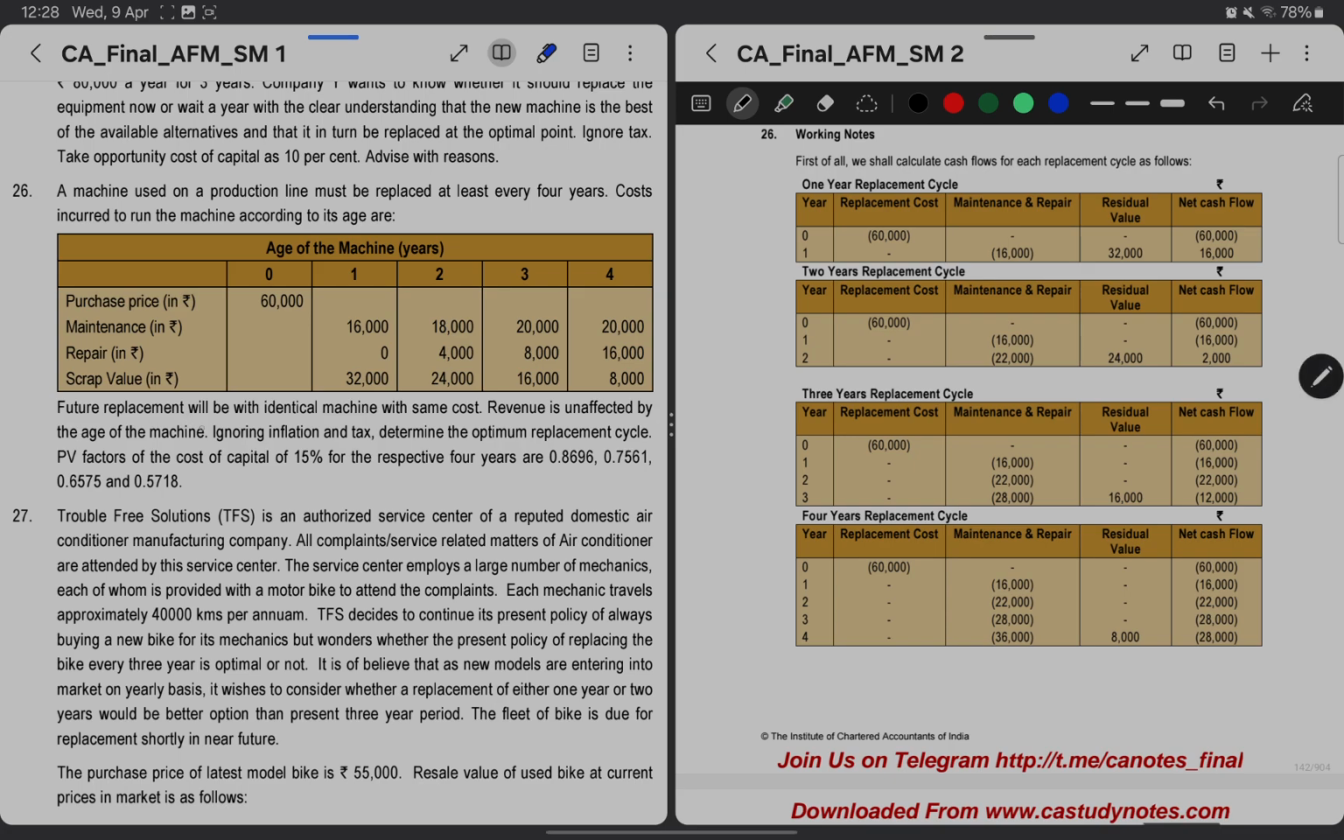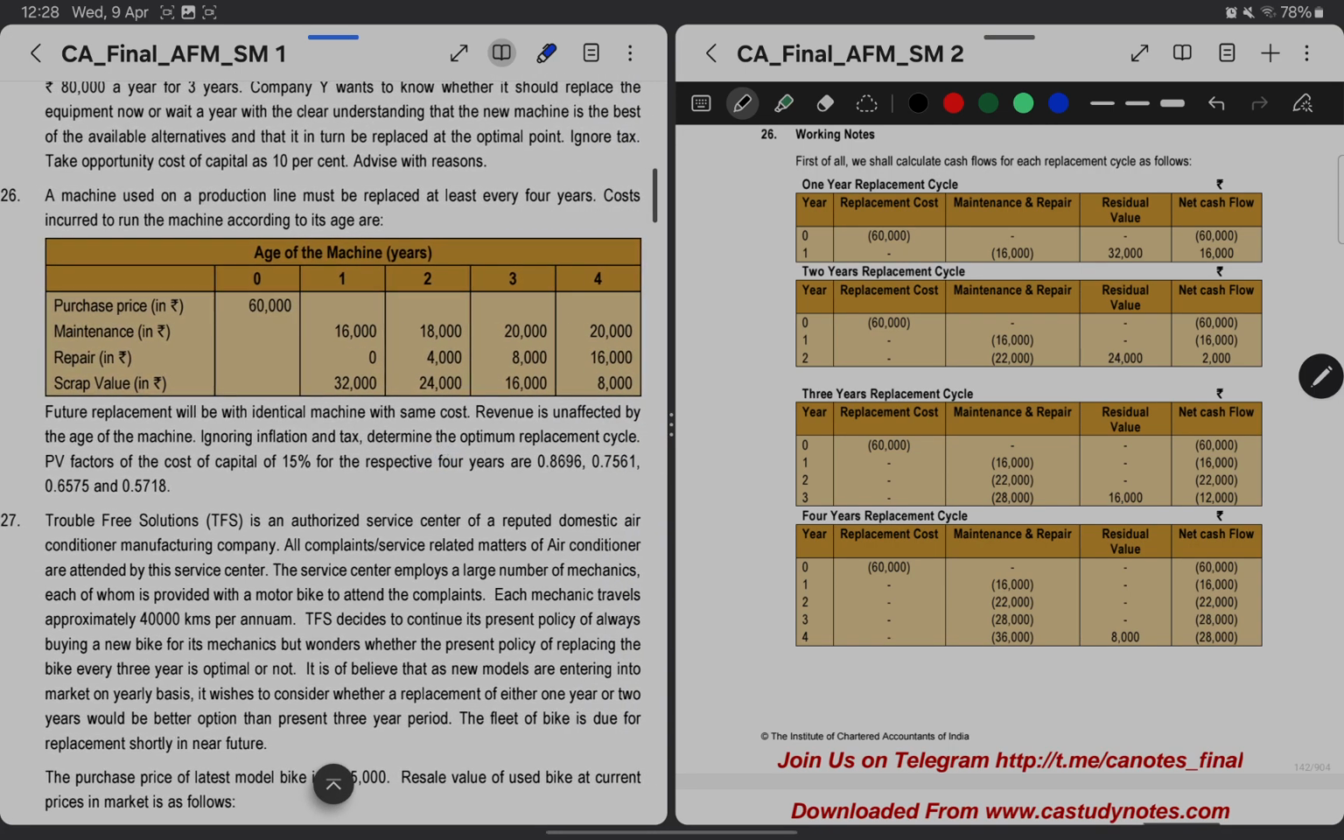Future replacement will be with an identical machine with the same cost. Whatever cost is incurred here, the same will be incurred when we replace also. Revenue is unaffected by the age of the machinery, so revenue is the same throughout the life of the machine. Ignoring inflation and tax, determine the optimum replacement cycle. PV factor for 15% has been given.